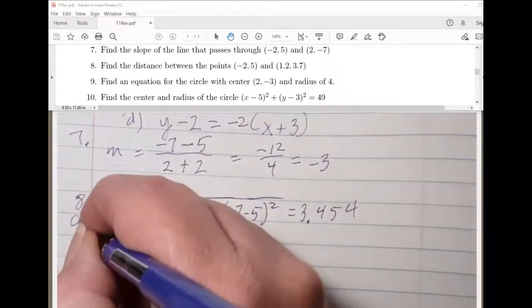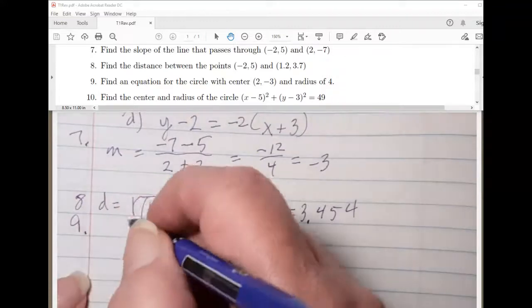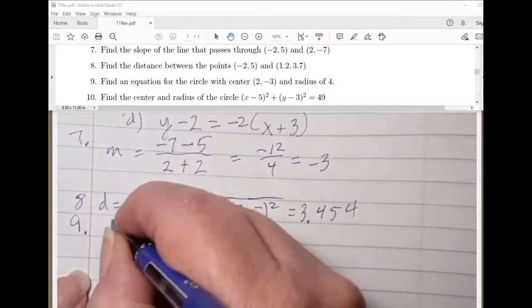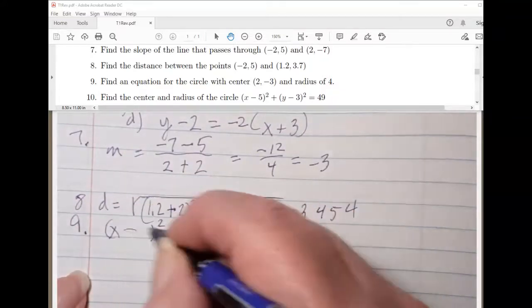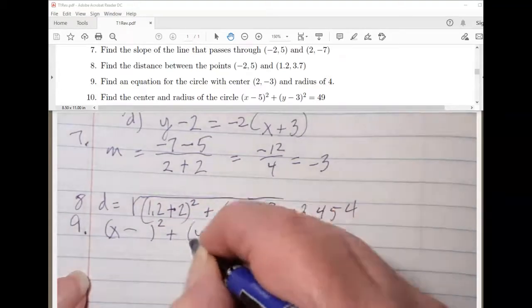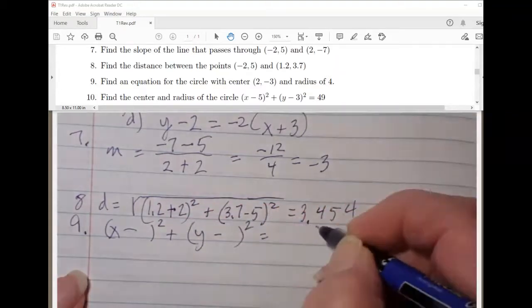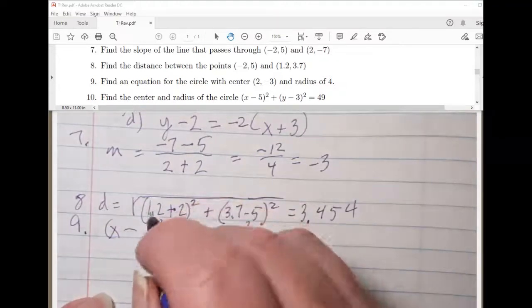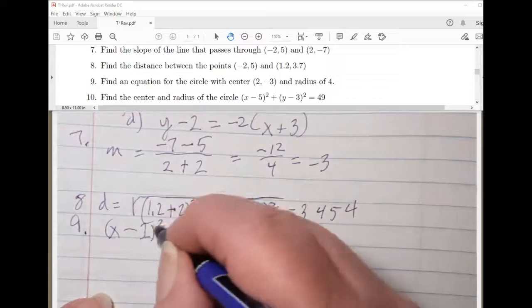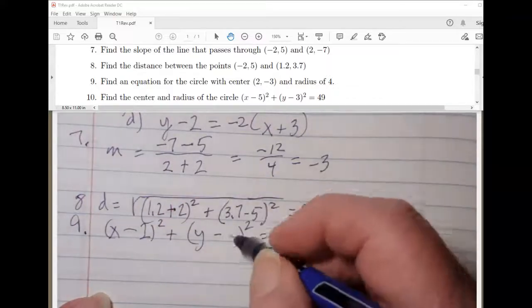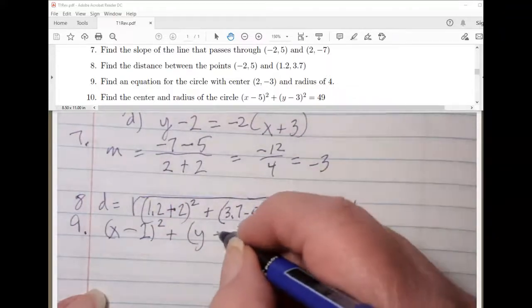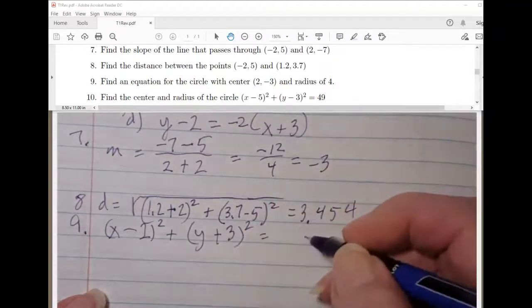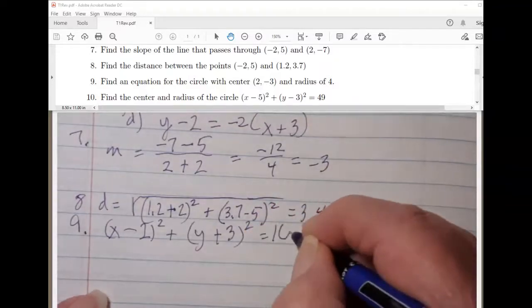Number 9, we're asked for the equation of the circle with a center, so that's x minus, plus y minus, there's a form we're filling in here, is equal to r squared. So here I've got x minus 2, so I've got the center as 2, 3. Y minus the negative 3 is going to be plus 3, is equal to 4 squared, which is 16.